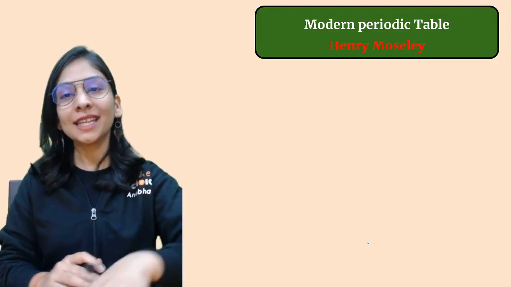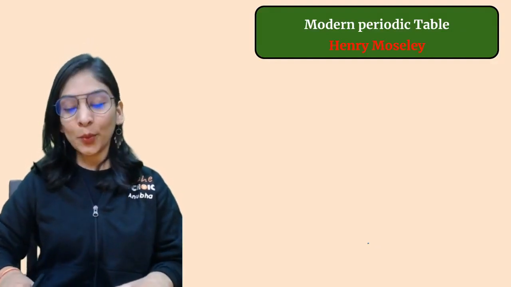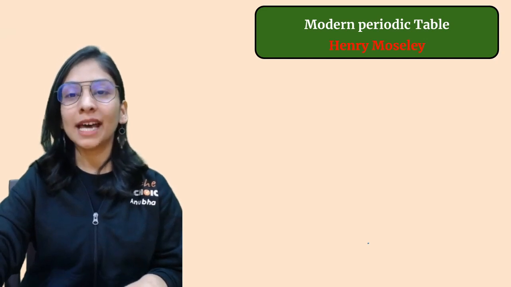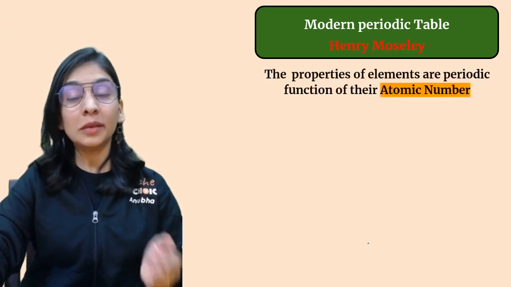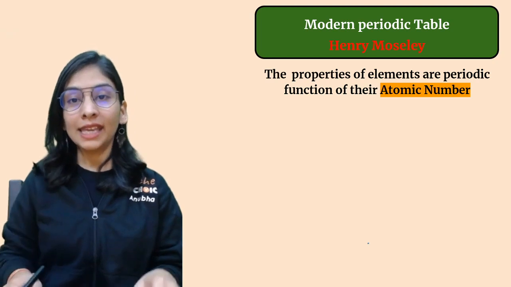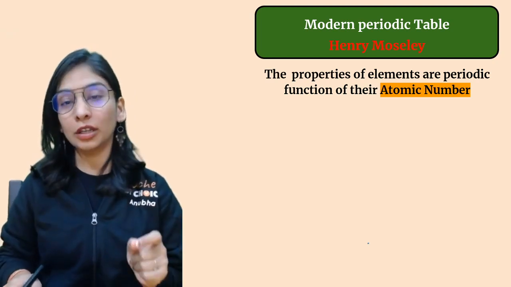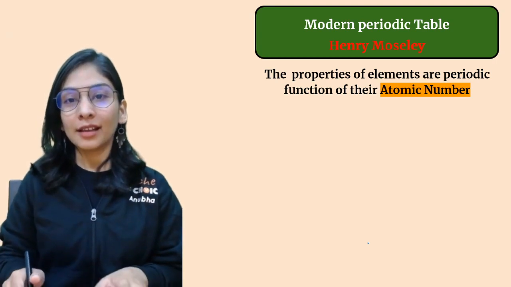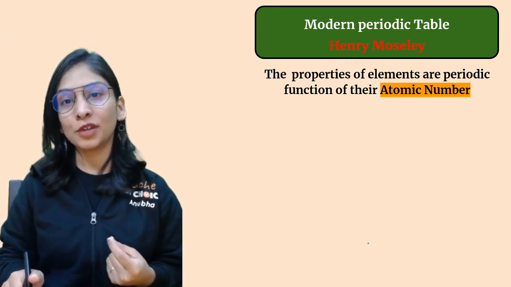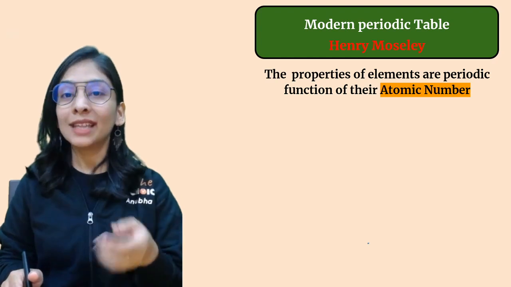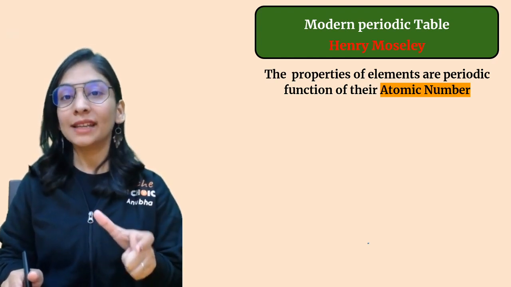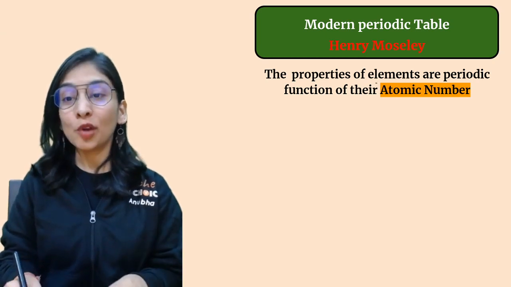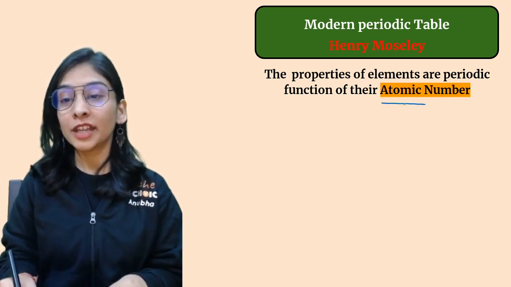So do not forget that, and we'll move ahead right now with the very important topic, that's modern periodic table. And please remember that I didn't say modern periodic table was given by Henry Moseley. He gave a very important law to all of you, and that's modern periodic law. And he discovered a concept of atomic number, and then he told that this is the best that we can have, and we'll try to arrange the elements on the basis of atomic number. The properties of elements are a periodic function of their atomic number.